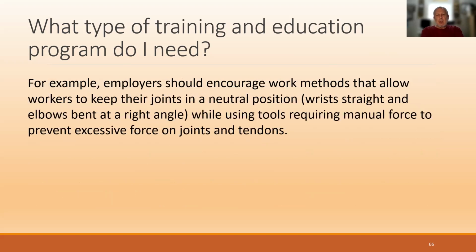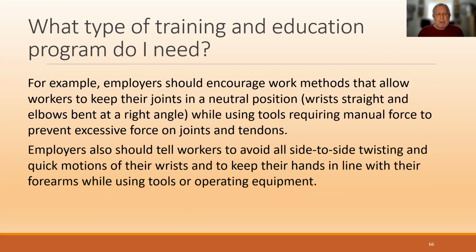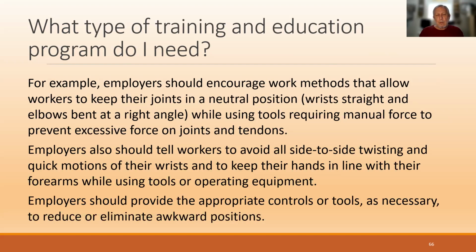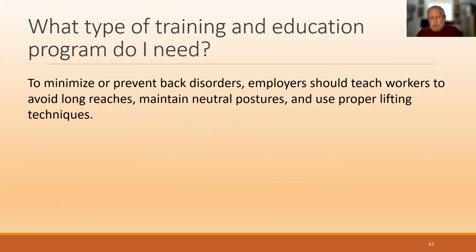For example, employers should encourage work methods that allow workers to keep their joints in a neutral position, such as wrist straight and elbows bent at a right angle, while using tools requiring manual force to prevent excessive force on joints and tendons. Employers should also tell workers to avoid all side-to-side twisting and quick motions of their wrists and keep their hands in line with their forearms while using tools and operating equipment. Employers should provide the appropriate controls or tools as necessary to reduce or eliminate awkward positions.